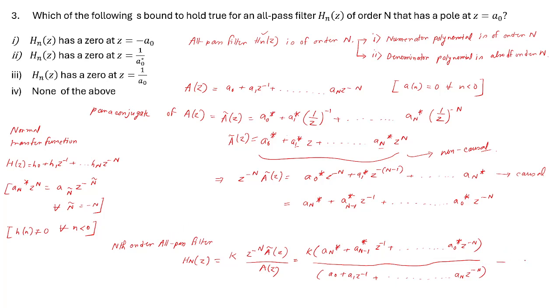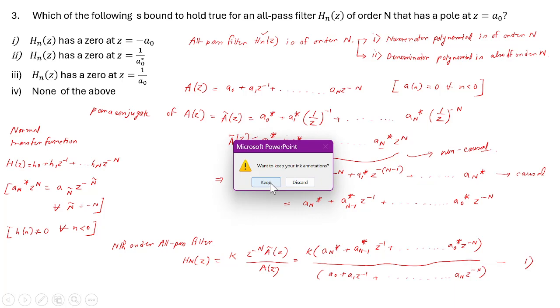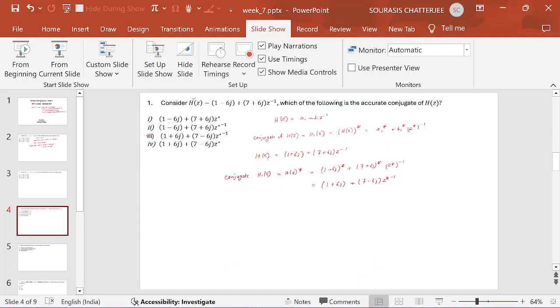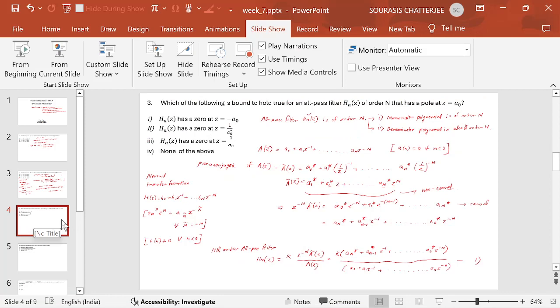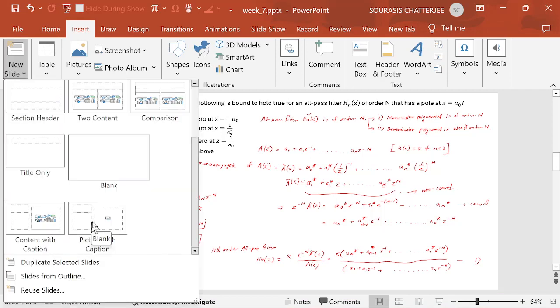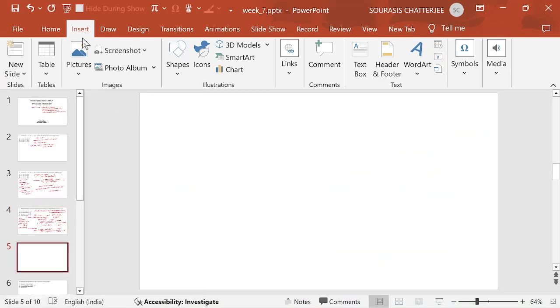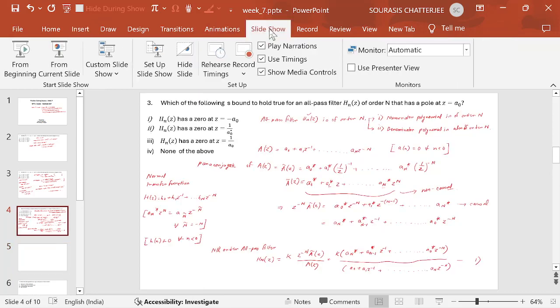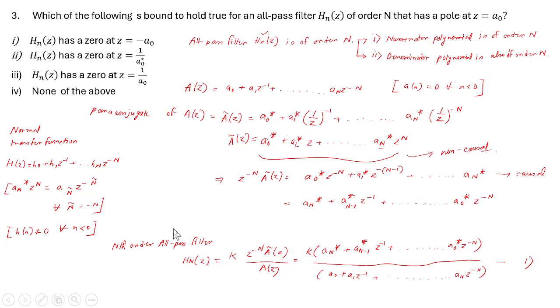Okay, we make this equation 1 here, and we need to add a new slide here to explain further. Okay, just remember this expression. We are just going to use the denominator expression later.